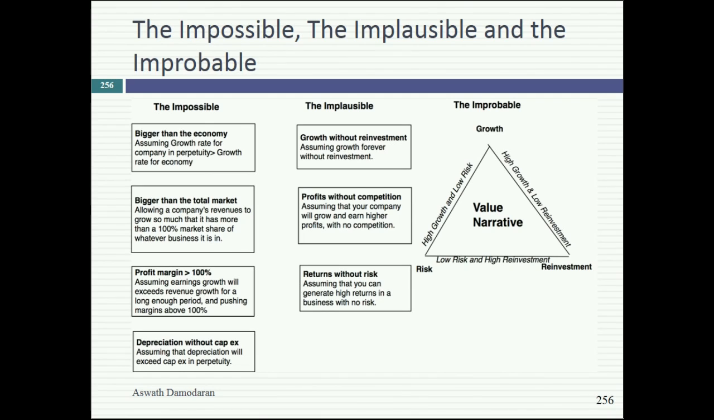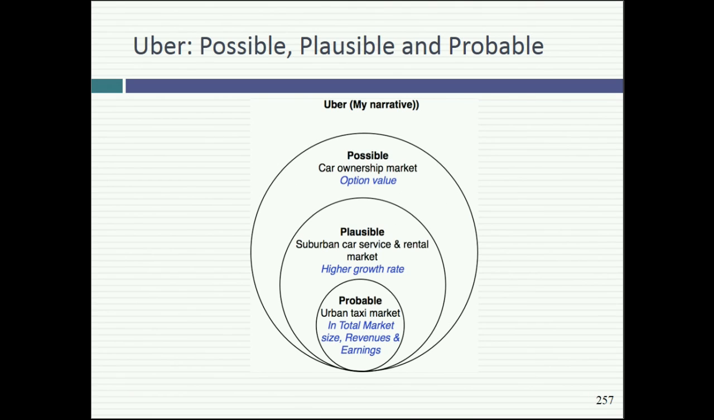You can do this yourself. You don't even need my feedback. Take your own growth, reinvestment, and risk. Of course, the prerequisite is you've actually done a valuation. So after you've done the valuation, put it through the triangle, see if it's an improbable valuation. That's the test you need to pass. And with my Uber story in June of 2014, I passed it through the test.